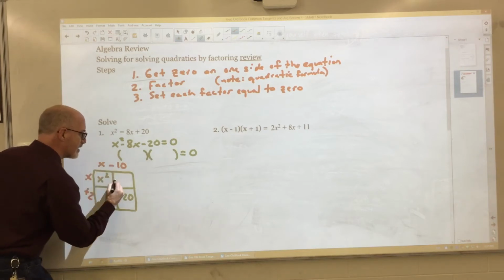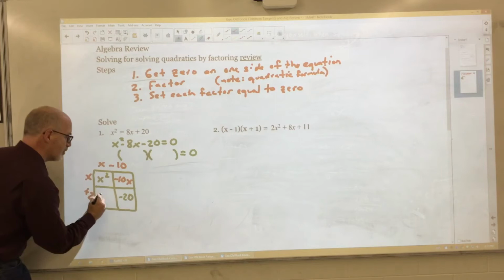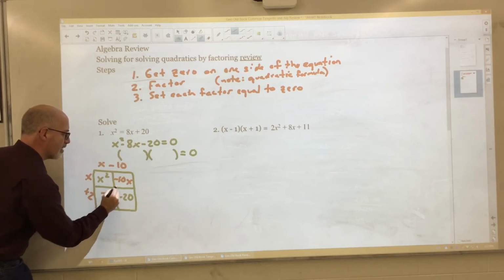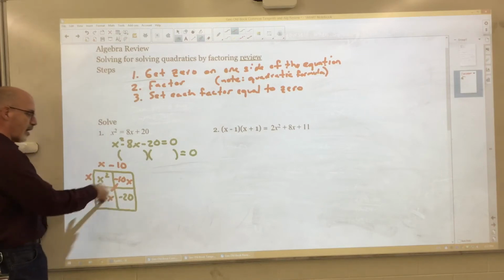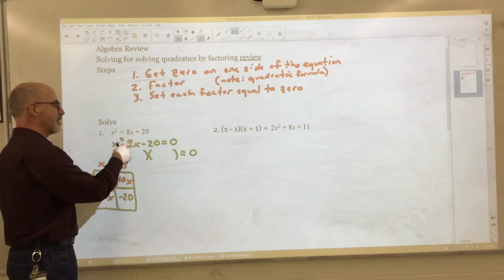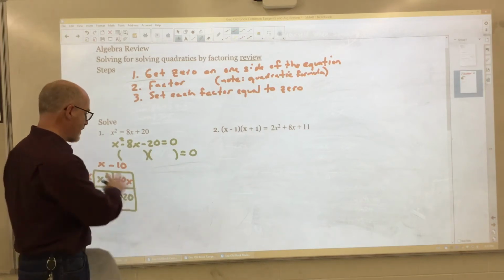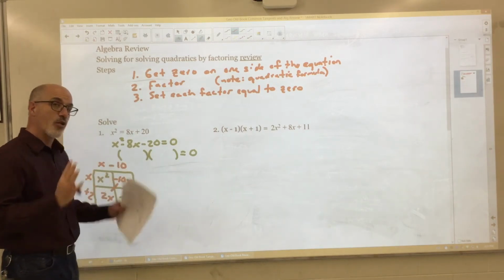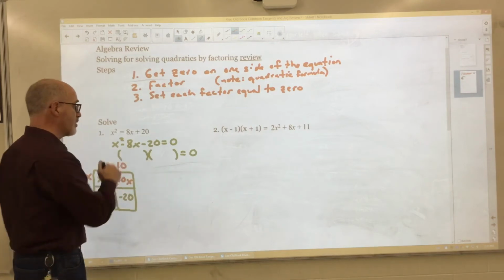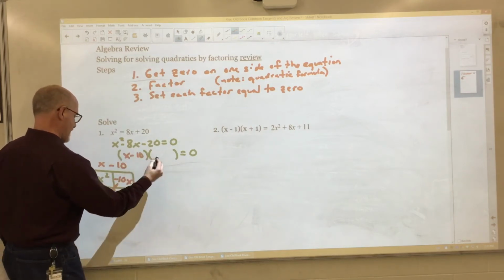X times negative 10 is negative 10x, and x times 2 is a positive 2x. When I look at these two and add those two together, 2x plus negative 10x gives me that negative 8x. So it works in how we factor it. That's how the box method can help us organize our work in order to see what factors into. So I get x minus 10 and x plus 2.